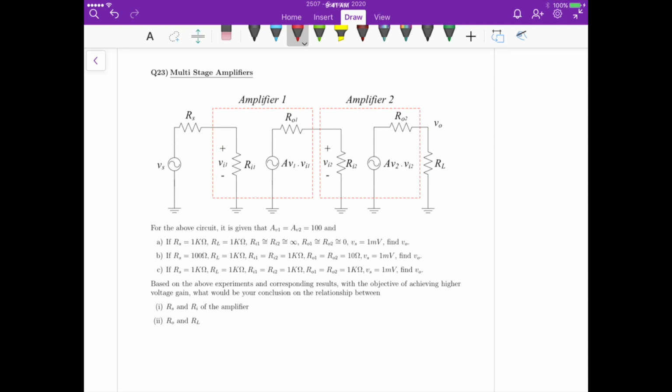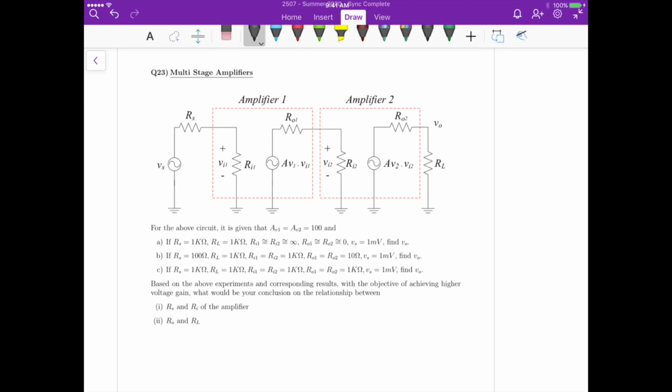For this circuit, we know that AV1 and AV2 are equal to 100, and then we have some conditions to calculate the output voltage. Before we analyze the circuit using values like AV1, AV2, or RL, let's get the voltage transfer function, Vout over Vs, to give a general form, so we can just substitute the values for parts A, B, and C and easily calculate that.